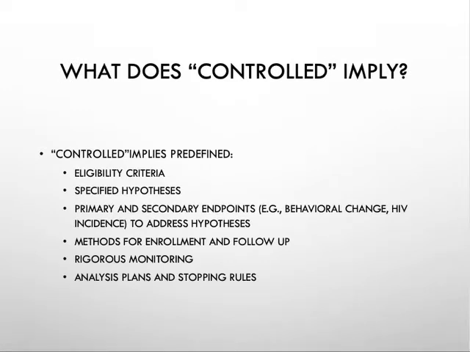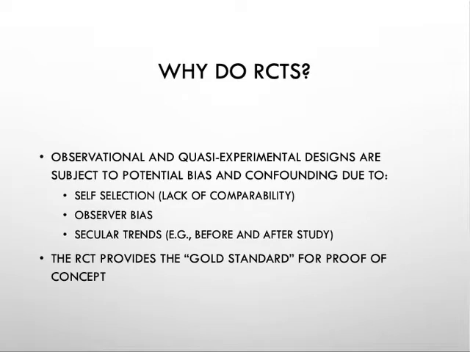What does controlled imply? Control implies eligibility criteria are predefined, specified hypotheses, primary and secondary endpoints, for example, behavioral change, HIV incidence, reading fluency, etc. Methods for enrollment and follow-up, rigorous monitoring and analysis plans, and stopping rules. So why do we do these?